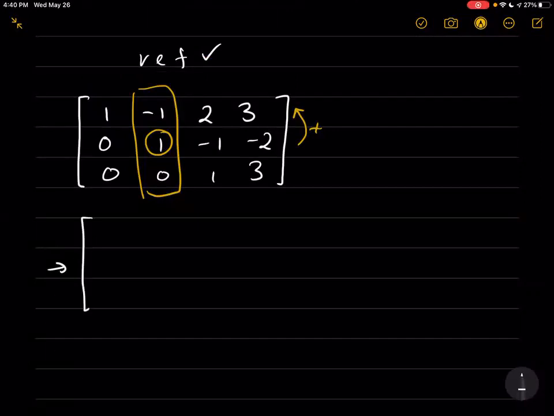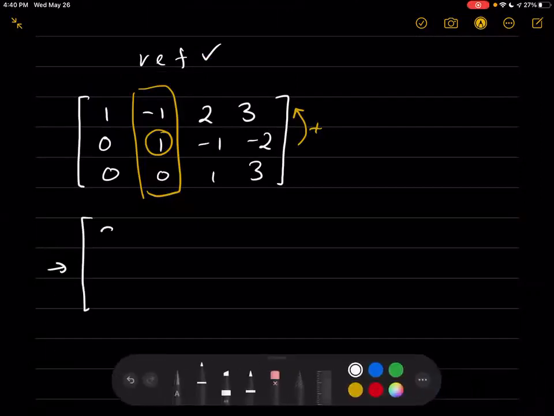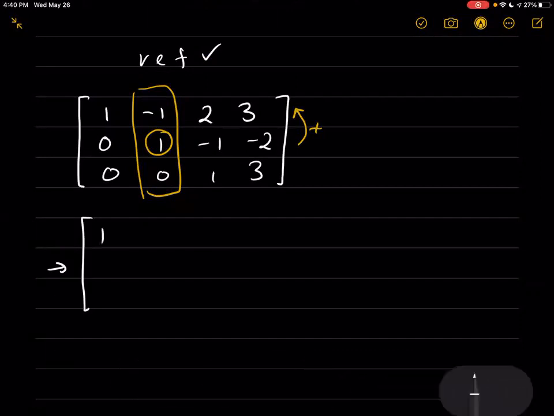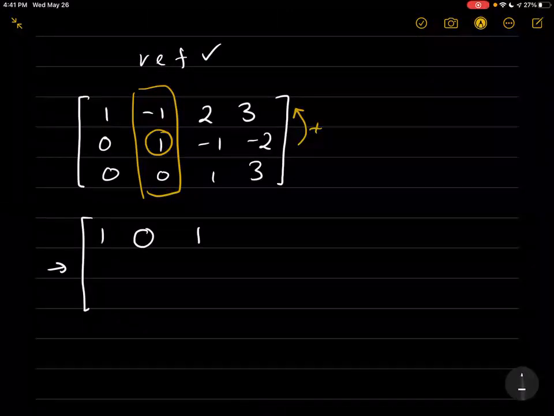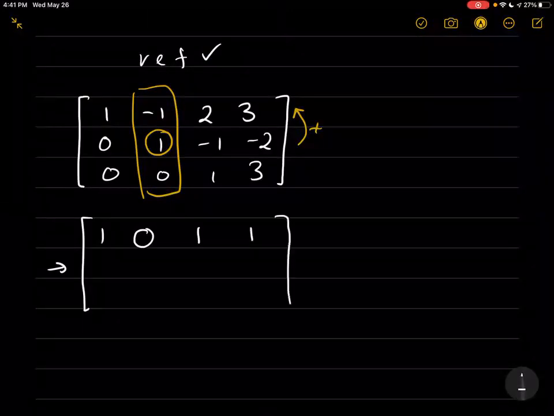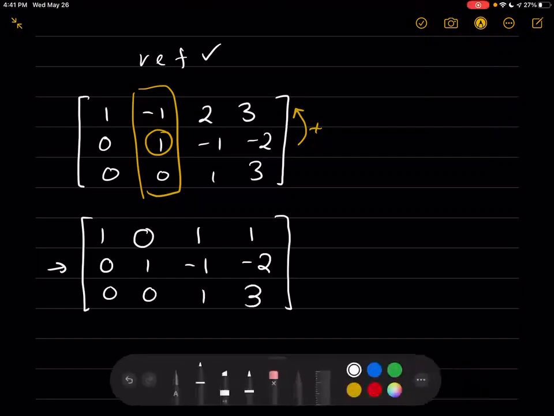0 plus 1 is still just going to be 1. And then we get 1 plus -1 is going to be 0. That's what we wanted. And then we get -1, that right here, plus 2 is going to be +1. And then -2 plus 3 is also going to be +1. And then the other 2 rows stay the same. Cool. And so now we have zeros above that one as well.